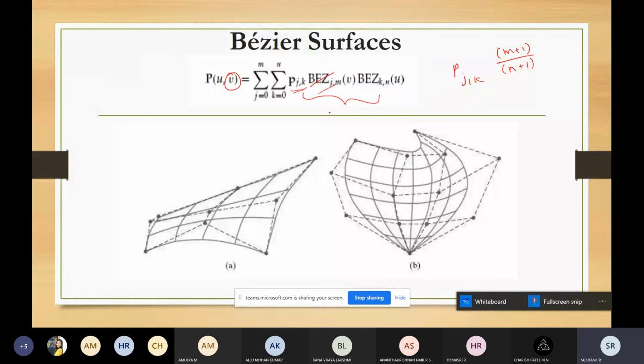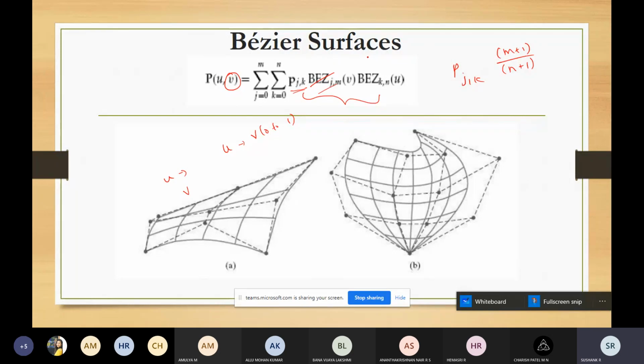Each curve of the constant u will be plotted by varying v from the interval 0 to 1. So for u we'll fix one value, and v will be varied. Similarly the process will be repeated: the value of v will be fixed and the value of u will be varied. So this is with respect to the Bezier surfaces, and the properties are similar to the curves only.